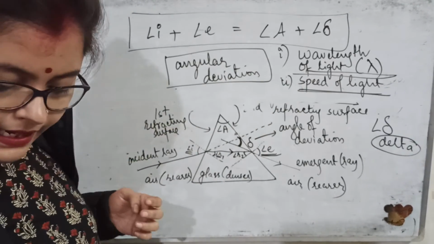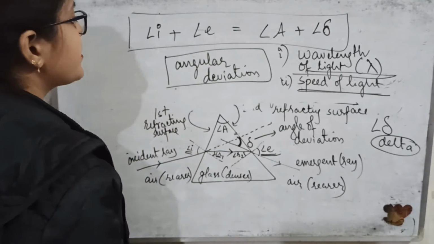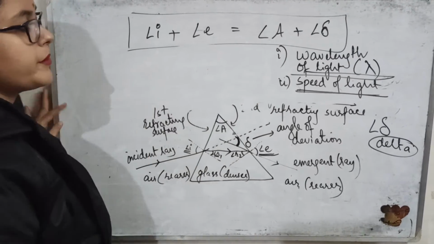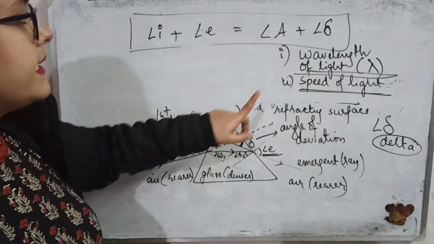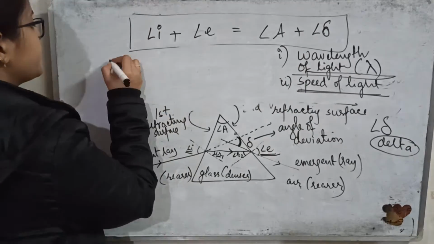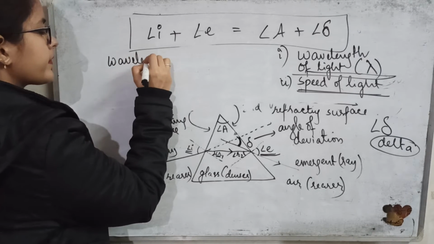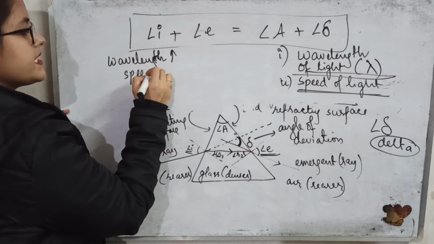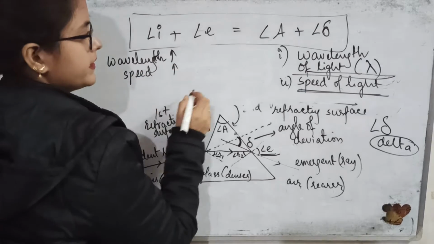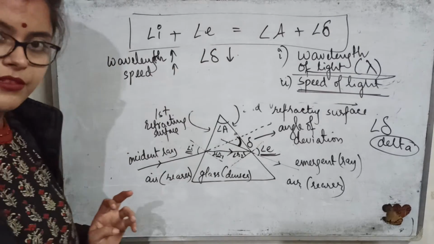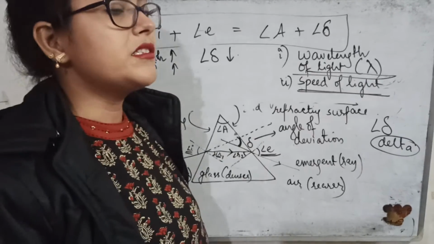Okay. Now, there is an inverse relationship between the angle of deviation and these two. That is, more the wavelength or more the speed of light in a particular medium, less will be the angle of deviation. Okay. Now, let us consider white light.